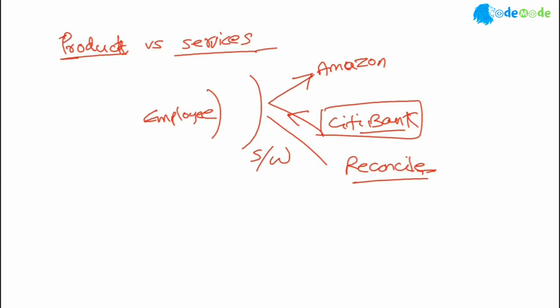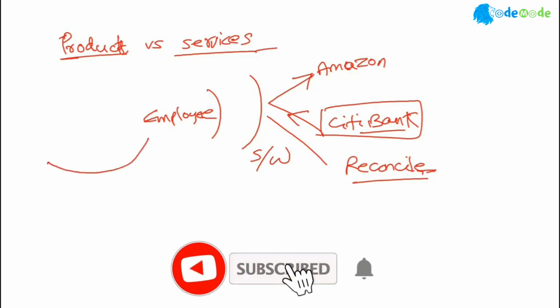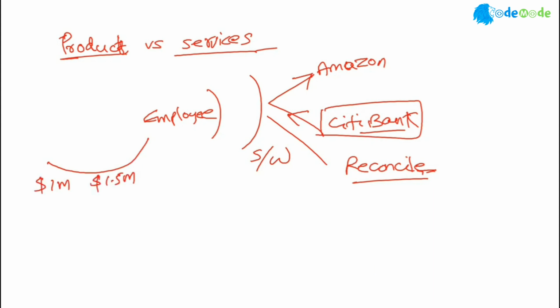Software development companies like Infosys, Wipro, Cognizant, Accenture, all these people are bidding. They are saying, okay, after reading your requirements, I'm going to do it for $1 million. Somebody says, I'm going to do it for $1.5 million. And they're saying it will take 6 months, right? This is called a request for proposal, RFP. So a company sends a request for proposal.